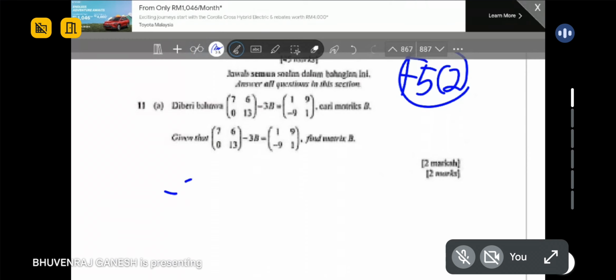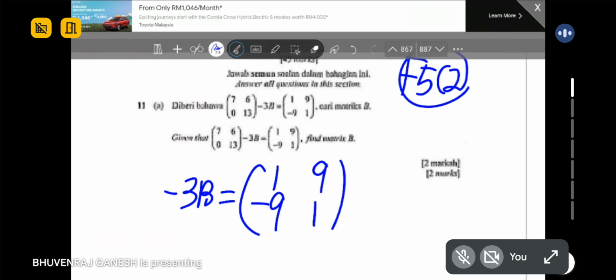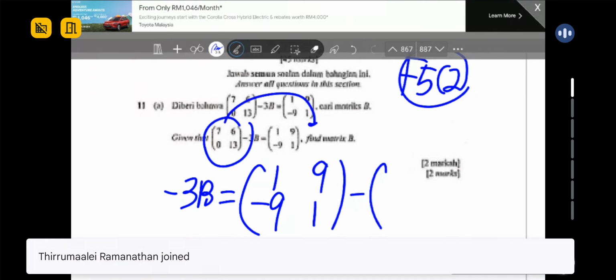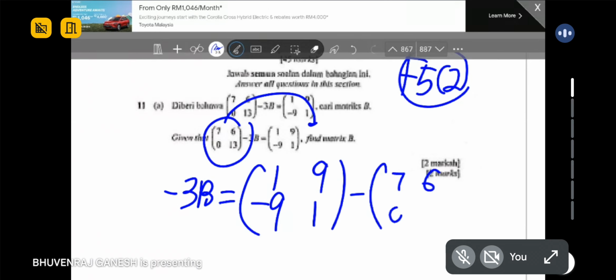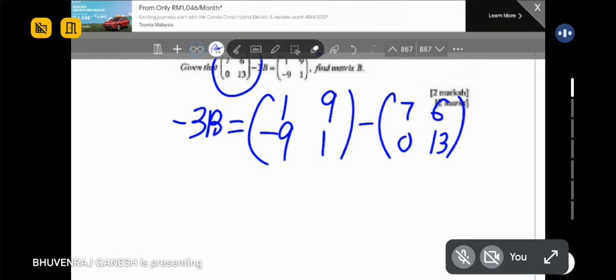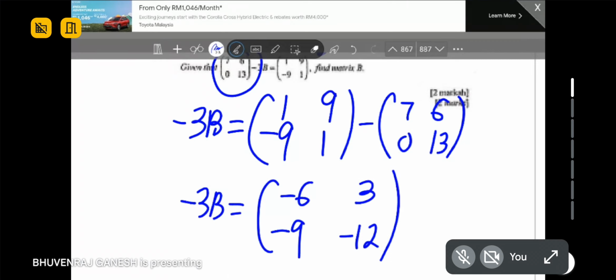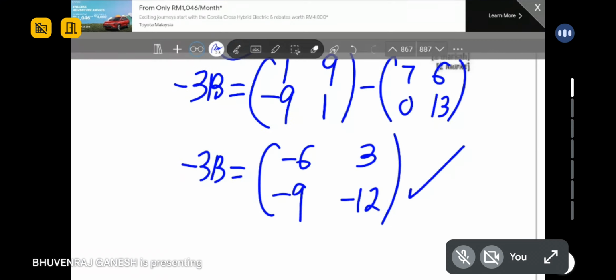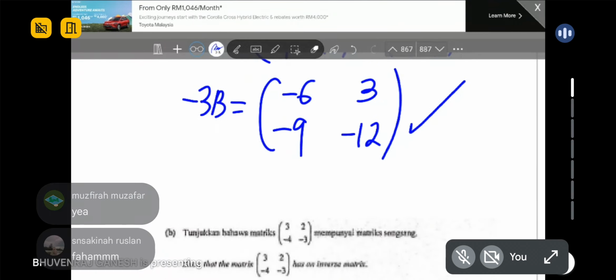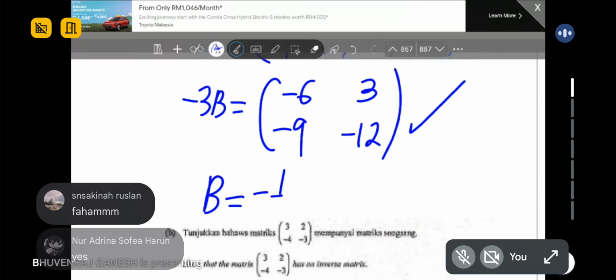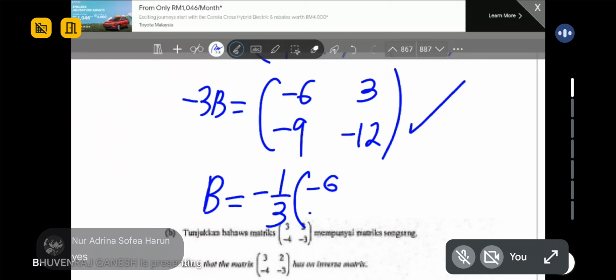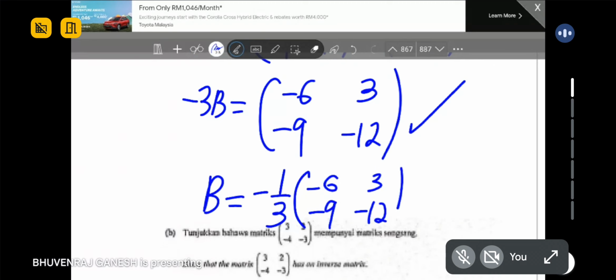So you guys must know how to do. They ask you to find matrix B. So you guys just need to solve for matrix B. So this one saya bawa ke sini. So minus lah. I just tolak. So you will get like this. So negative 3B is equal to negative 6, negative 9, 3, negative 12. Do you all understand this step over here? Semua faham langkah ni? Just normal subtraction lah guys. Penolakan biasa. And then B is equal to negative 1 over 3, negative 6, negative 9, 3, negative 12.